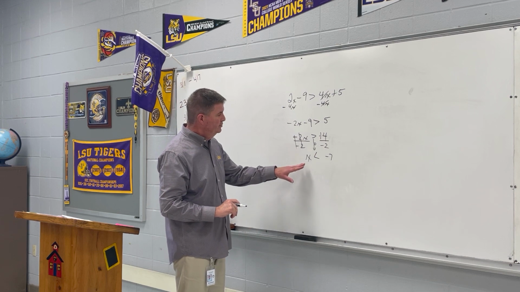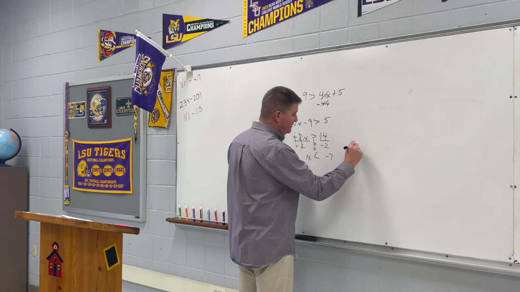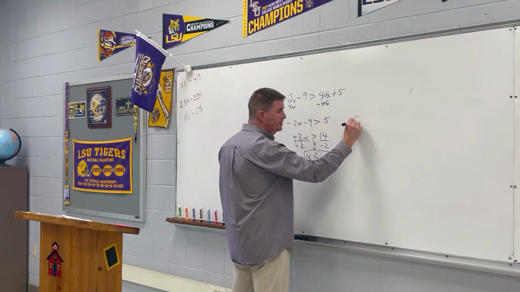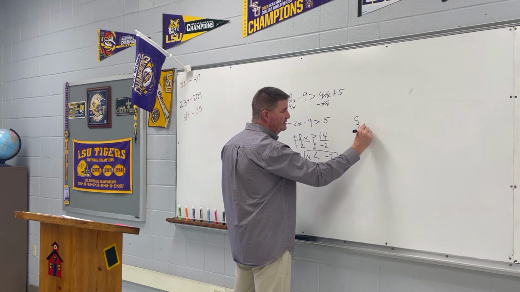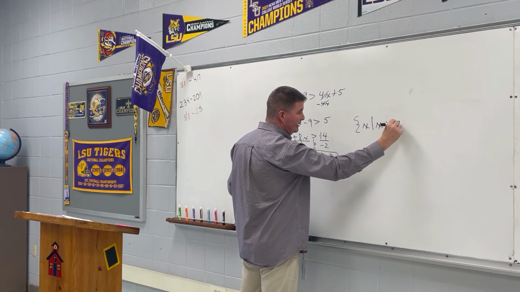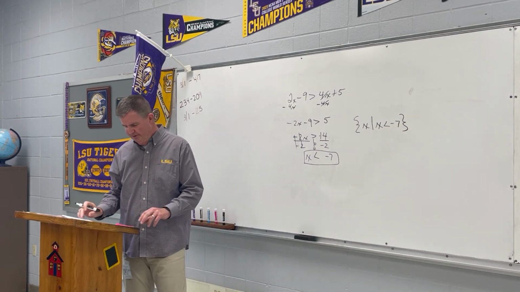So if we want to put this inequality in set builder notation, this is how we're going to put it. We got the braces. It says x such that x is less than negative 7. That would be our answer in set builder notation.